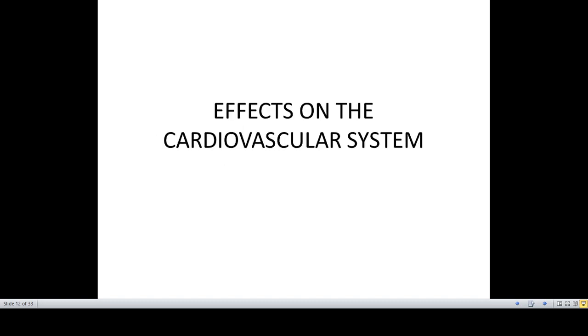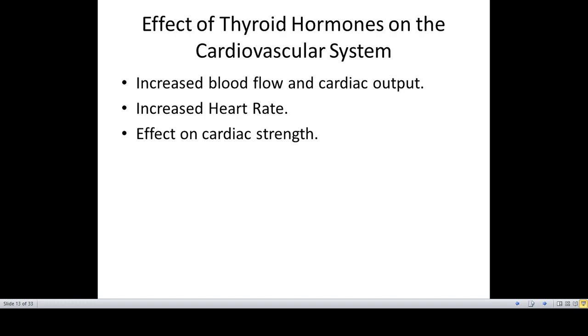The effects on the cardiovascular system include increased blood flow and cardiac output. The increased blood flow is because of increased metabolism in the tissues, and the cardiac output is secondary to this increased blood flow, that is the venous return. Then increased heart rate, and their effect on cardiac strength is initially to increase its strength, but with prolonged and increased concentrations, it leads to cardiac muscle weakening.